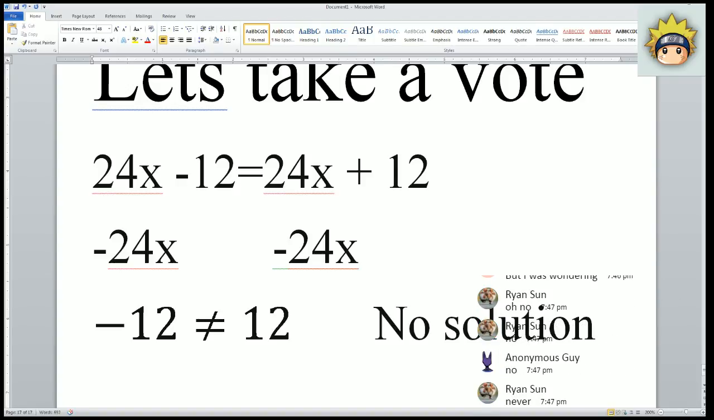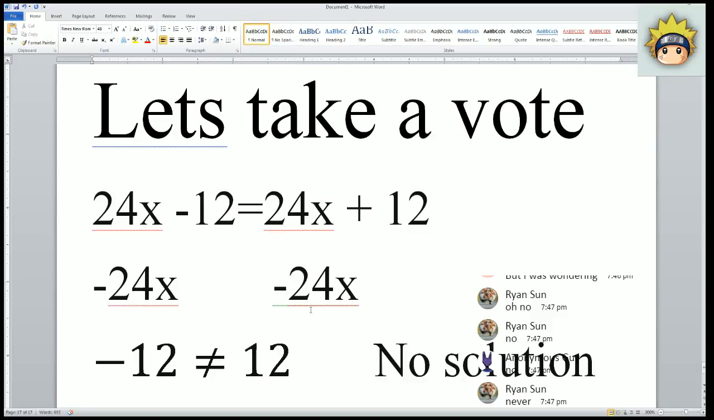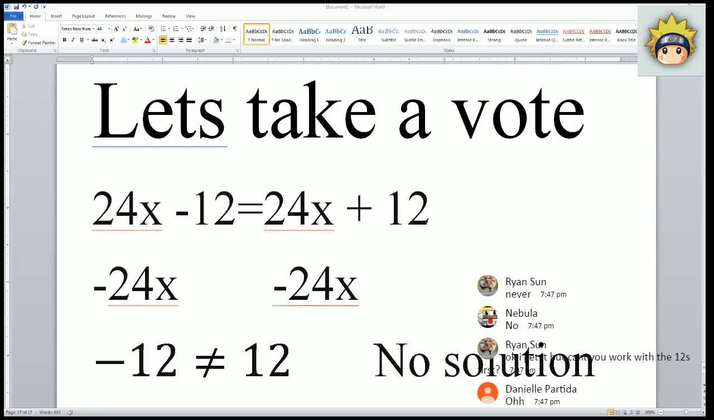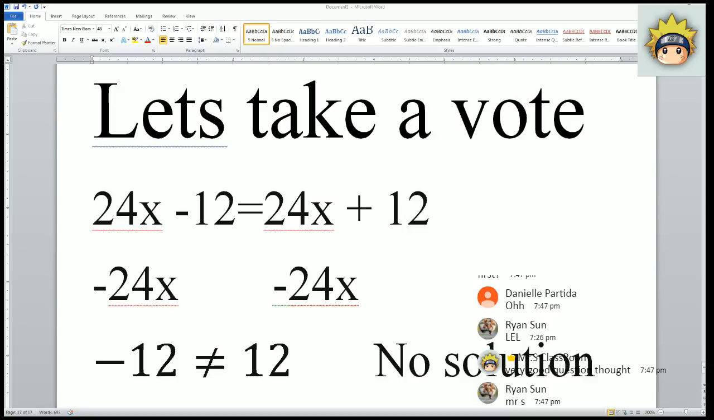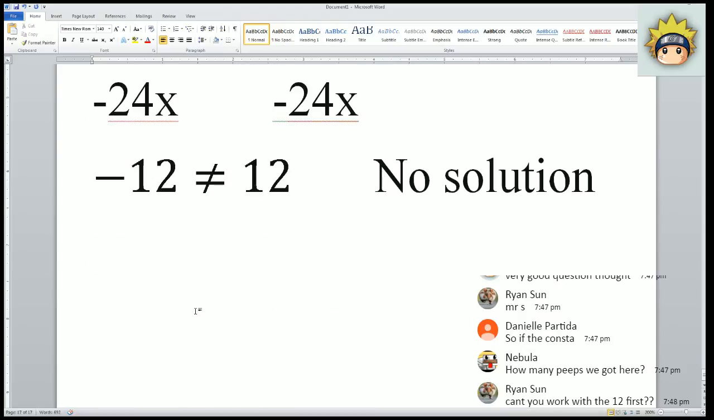Okay? No solutions, because I do not live in a world where negative 12 equals 12. Good question, though. Very good question. Any other questions?